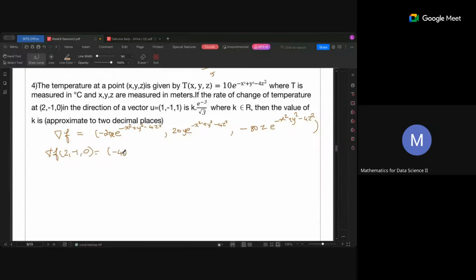Minus 40 e to the power, what is the power? Minus 3. So x squared is 4, y squared is 1, so minus 3. And here minus 20 e to the power minus 3 and z is 0, so that is 0. And what is your unit vector? 1 by root 3, 1 by root 3, 1 by root 3.